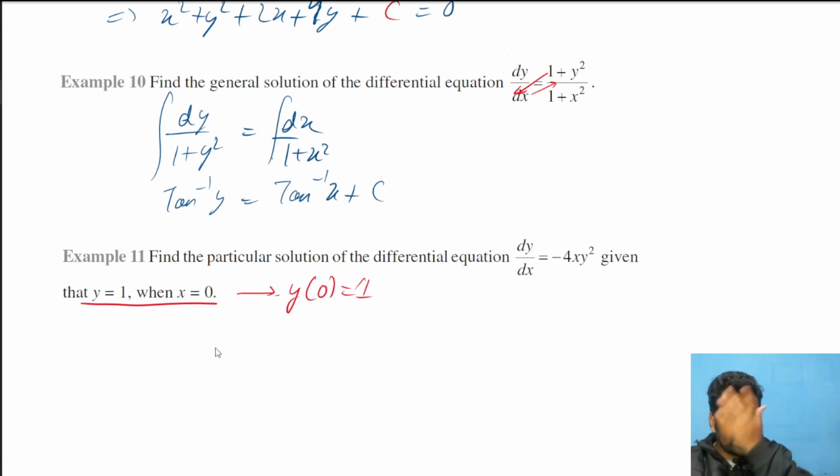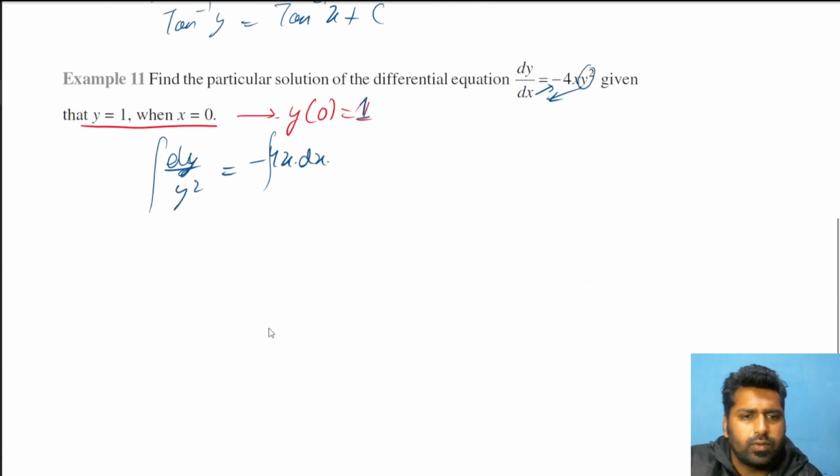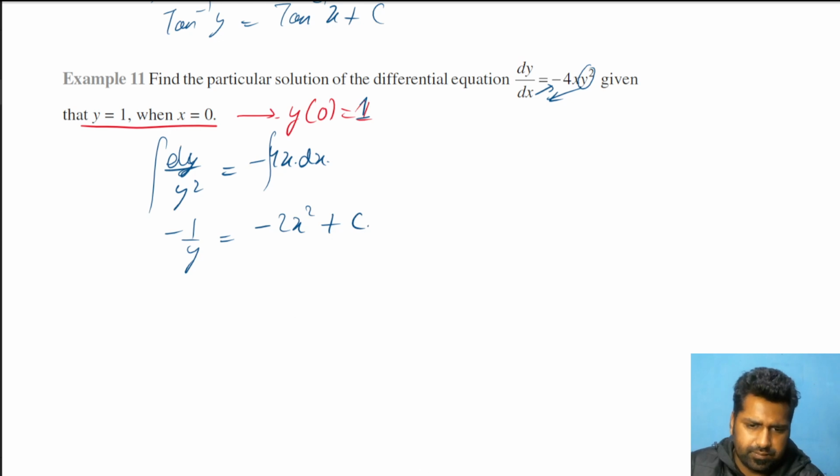Now let's do it normally for the starting part. Right now he's asking for a particular solution. You first find the general solution, and then we'll use this condition to solve. So taking dx here, taking y square here, you get dy upon y square is equal to minus 4x dx. Then integrate. 1 by y square integration is minus 1 by y. Minus 4x integration is minus 2x square plus some constant c.